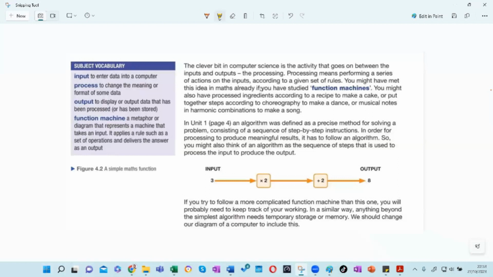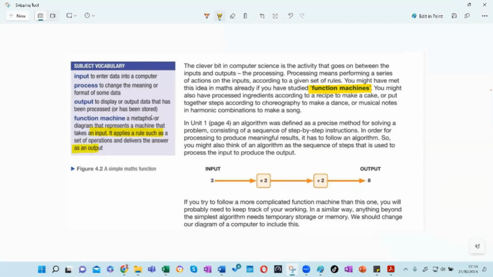You might have met this idea in maths already if you have studied function machines. Have you learned function machines in maths? I am not sure, sir. Not sure. Right. A function machine is a metaphor or diagram that represents a machine that takes an input, applies a rule, and gives an answer. So basically, a computing device. It's like a condition. Exactly. Take some input, do something, and output information. A function machine.